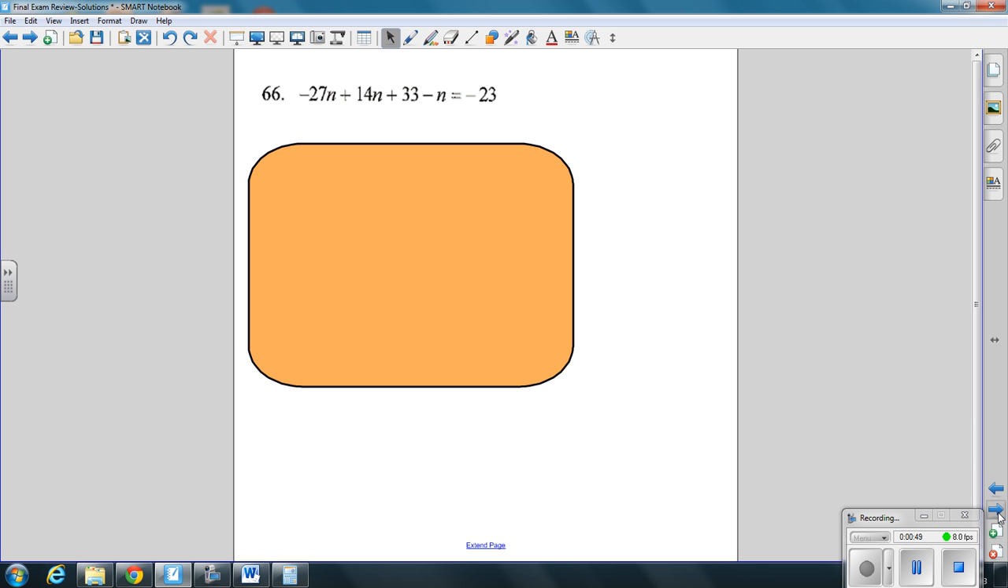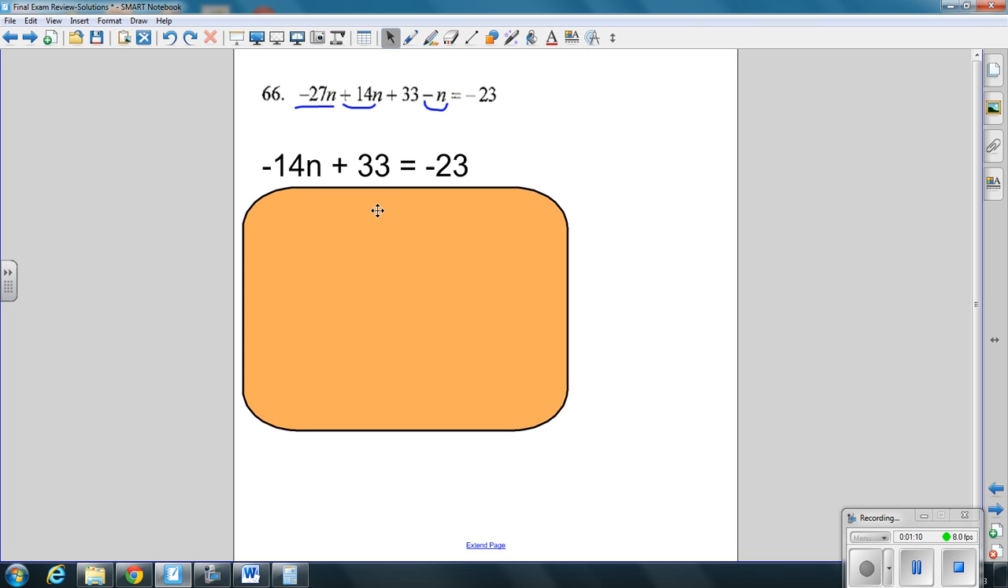66 is very similar to 65. We have like terms on the left side. We have a -27 plus 14 and then minus 1. So we have 1, 2, 3. Remember, this n is negative. Minus n is the same as plus negative n. So when we combine the -27 plus 14 and then minus 1, we get negative 14n. Bring down the plus 33 equals negative 23.